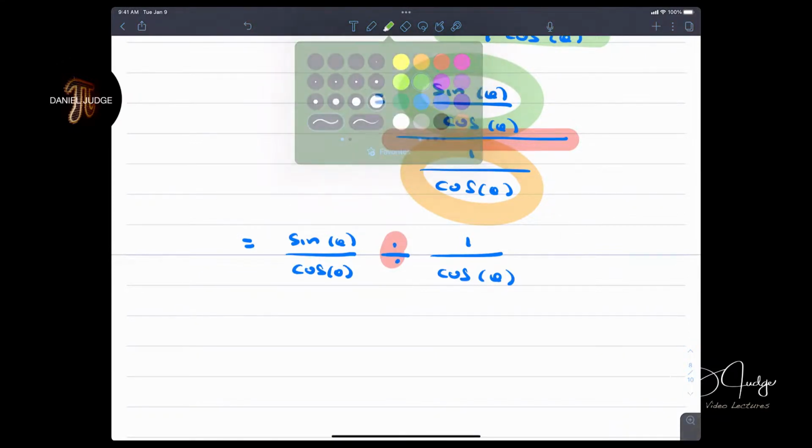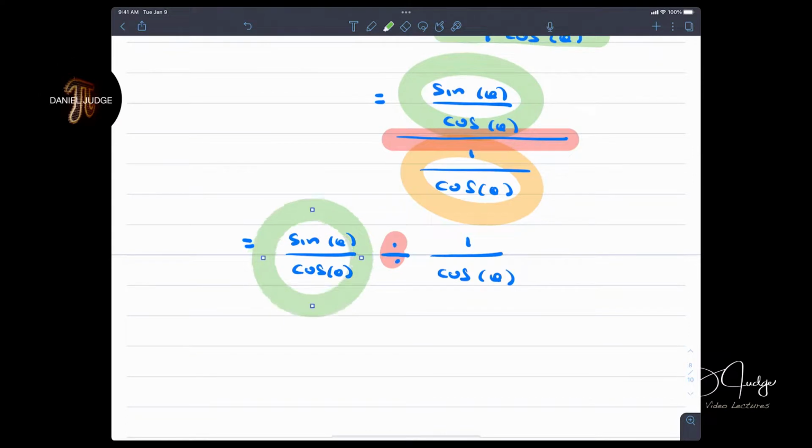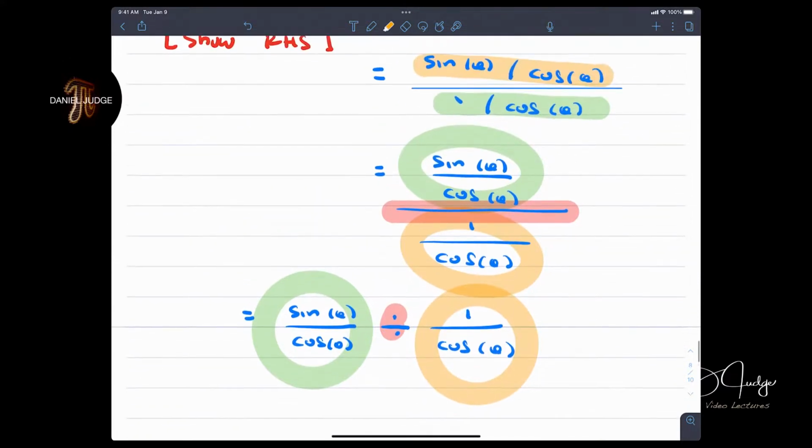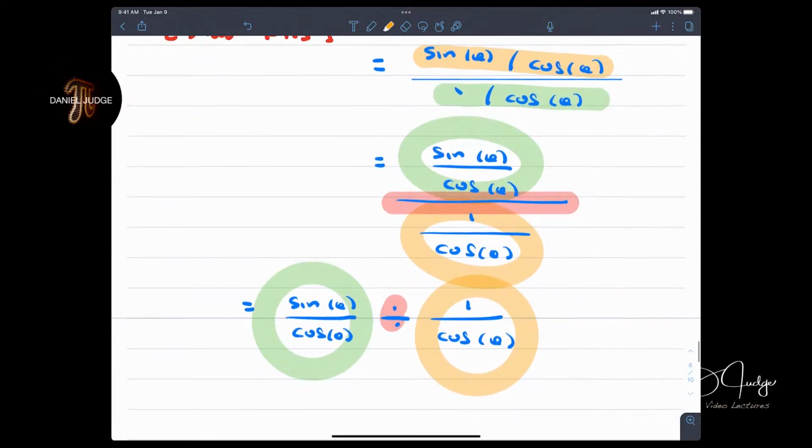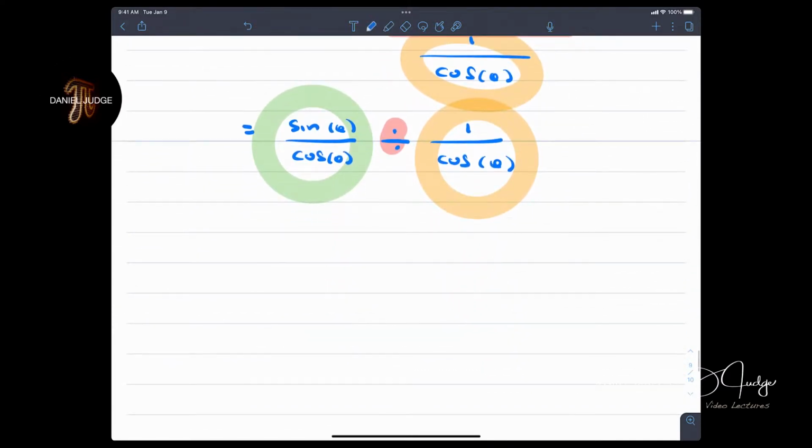Okay? I still have my fraction. I still have my second fraction. I just wrote my division question, ladies and gentlemen, horizontally, left to right. That's all I did. And then I remember, how do I divide fractions? I multiply by the reciprocal.